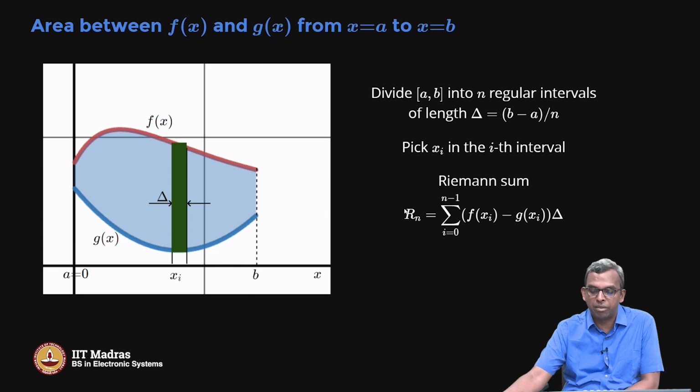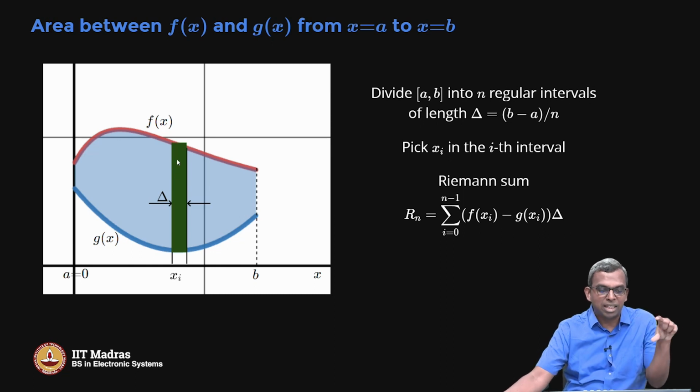So, these Riemann sums are very powerful to approximate these kinds of areas. Notice this height of this rectangle will keep varying with the interval, right, and that is captured by this f of xi minus g of xi, and then delta remains the same. So, you multiply by the width delta, you get this small area, and you add up all these areas from A to B, you get the Riemann sum Rn. Okay. So, hope you see that, right.